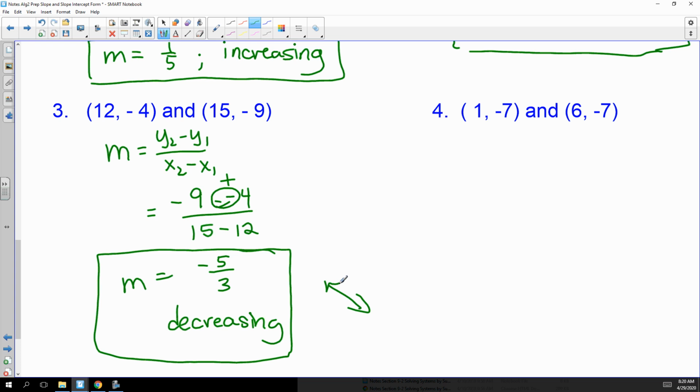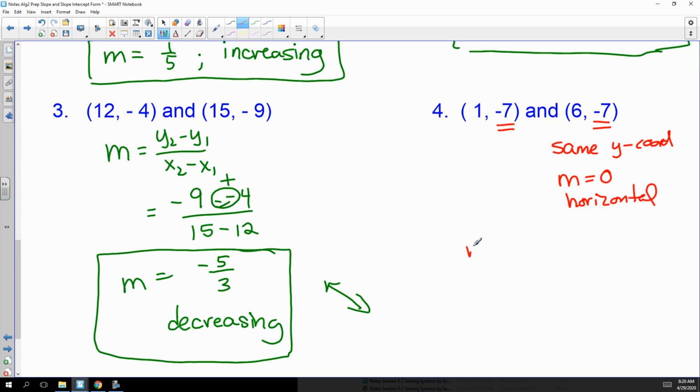All right. Last one, again, think about problem number 2 that we just worked. We had the same x coordinate. Well, here we have the same y coordinate. And if you have the same y coordinate, that's your clue that you should have a slope of 0, which is going to be a horizontal line.